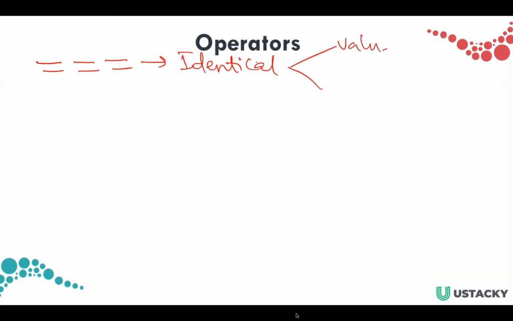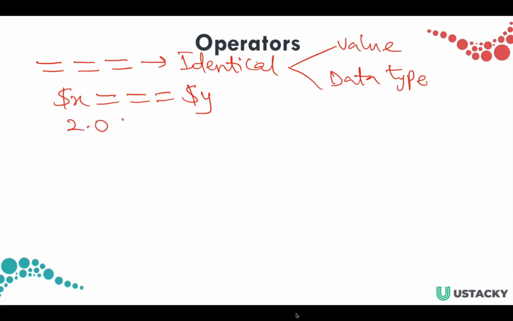The next operator is the triple equals to sign. That is identical. It does two things. The first one is checking the value, and the second thing is checking the data type. If both values and data types are the same thing, then it's going to return true. That is to check if $x and $y are identical. You have something like this. So if you have 2.0, you are checking if it is identical to 2.